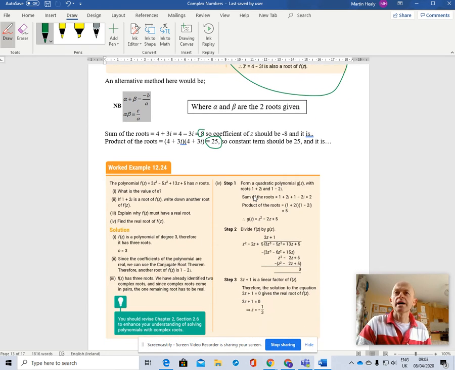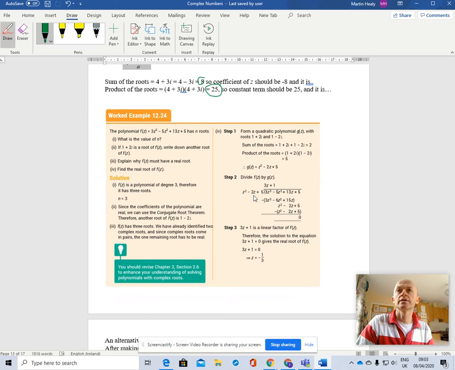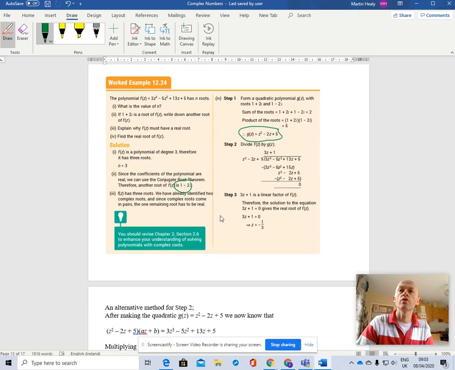Now the next example, a bit more sophisticated. We've got a cubic polynomial here, and it goes through what's the degree, what's the value of n. So the degree of the polynomial is 3, so therefore it has 3 roots. If 1 plus 2i is a root, that's all grand. 1 minus 2i is also a root by the conjugate root theorem. Now to find the last root, the first thing you do is take the two roots that you know and form a quadratic from that, z squared minus 2z plus 5. And one method is you can divide it in, or you can go like this.